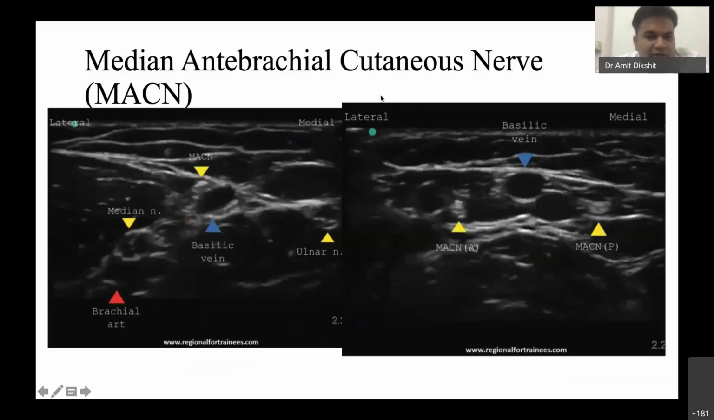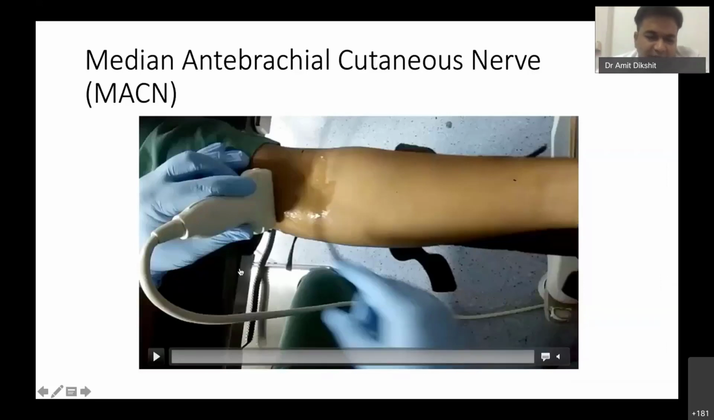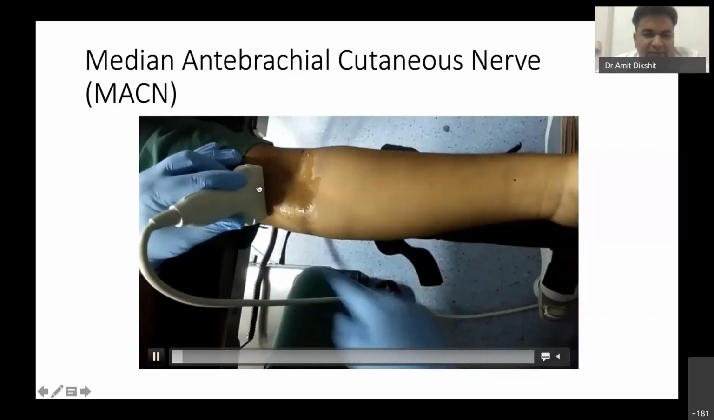Medial antebrachial cutaneous can also be blocked in the same way, where it is the nerve adjoining the basilic vein. Again, what we see here is a brachial artery, and by the side of that is a basilic vein. So I'll just show you a very simple scanning video, but it has to be done above the elbow. So what we see here is the basilic vein.